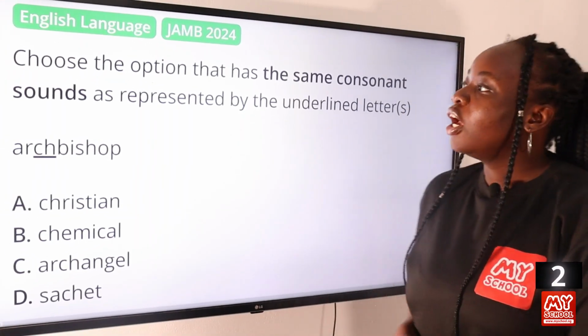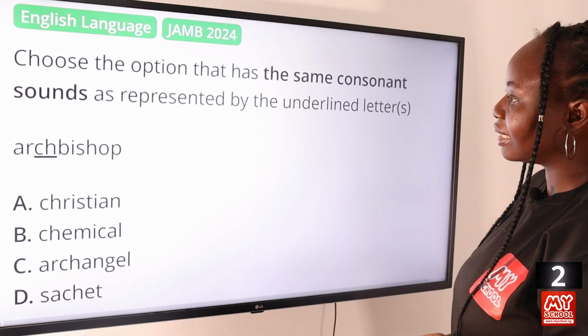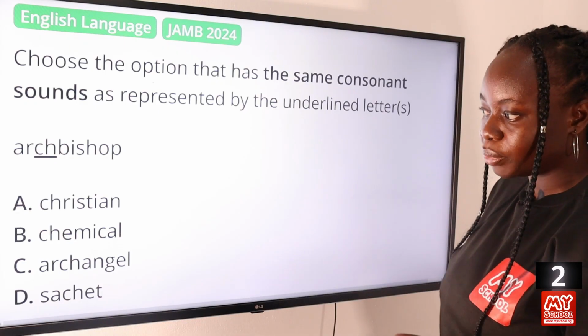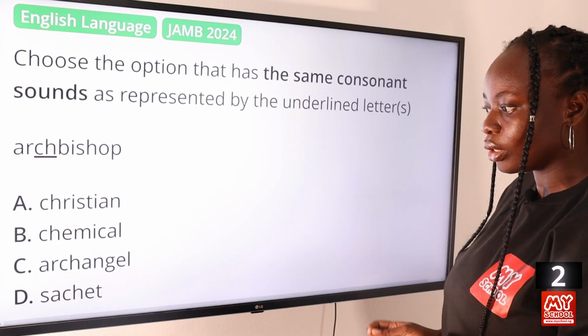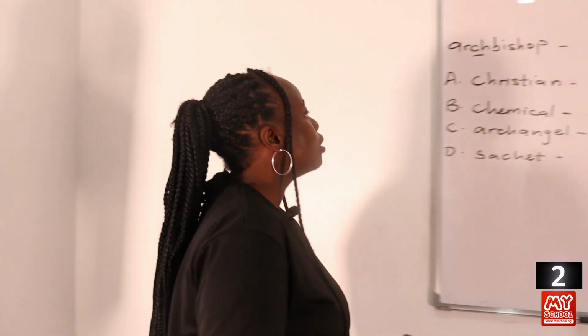Question 2. Choose the option that has the same consonant sounds as represented by the underlined letters. The word is Archbishop. Option A, Christian. Option B, chemical. Option C, archangel. And option D, sachet. So let's go to the board to transcribe the words.